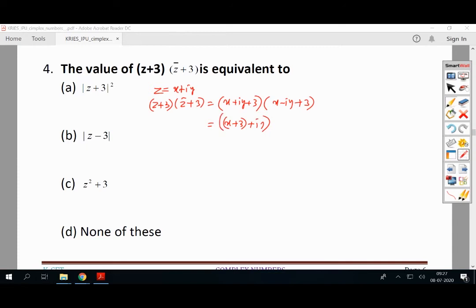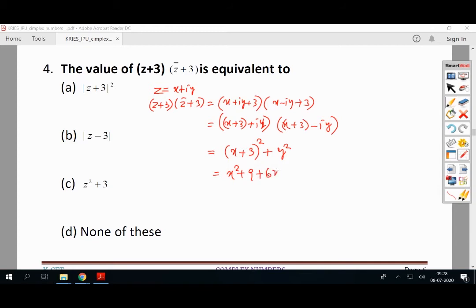Now it is very much the same as combining a complex number with its conjugate. So now you can write the product of this: its real part square, x plus 3 the whole square, plus imaginary part y square. If we simplify this, x square plus 9 plus 6x plus y square is coming. Now we will go to the options. Okay, let's check the first option.